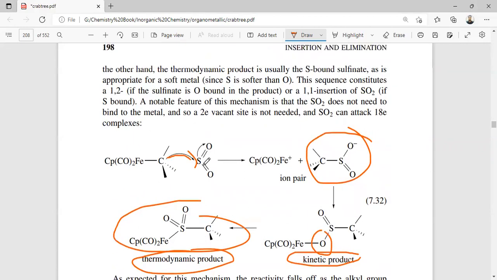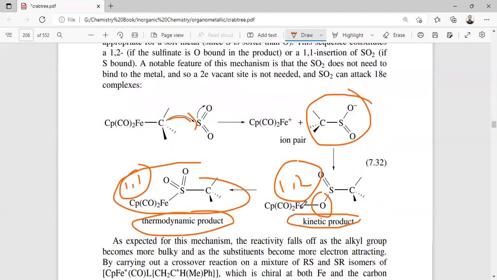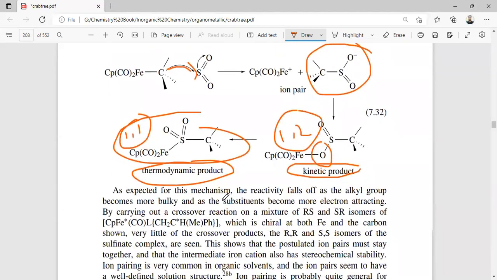So here, if the O-bonded product is formed, that is a 1,2 shift product, or if the S-bonded product is formed, that is a 1,1 shift product. So the main interesting feature here is that the SO2 does not need to bind the metal, so a 2-electron vacant site is not needed. So it can attack also in the 18-electron complex.